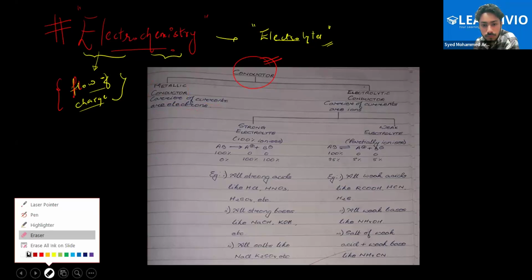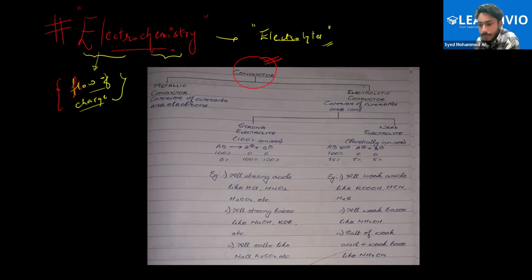Yeah, I'm back. Okay. See, basically, metallic conductors are those conductors which have a carrier of current, and the carriers of current are the electrons. We know that electrons are those which will carry the current. So these are the metallic conductors.